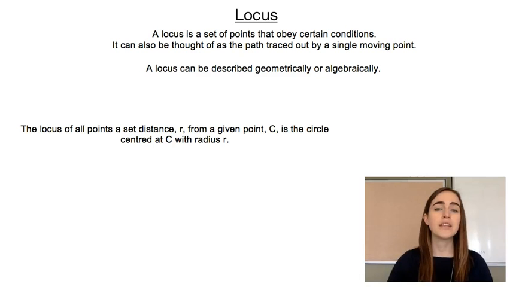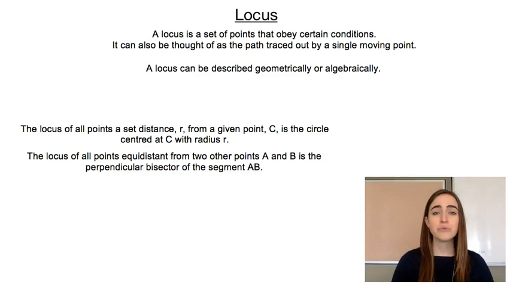So before we start doing that though, I want to have a look at some of the more common loci or locuses that we see. So if we've got the set of all points that are the same distance, so we'll call that distance r, from a given point that we're going to call C, then that locus is a circle that's centered at C with radius r. The next one is if we have 2 points, A and B, and we want the locus of all points that are equidistant, so the same distance from A as they are from B, then that's going to be the perpendicular bisector of the segment AB.